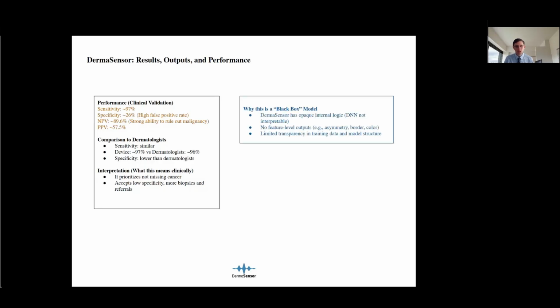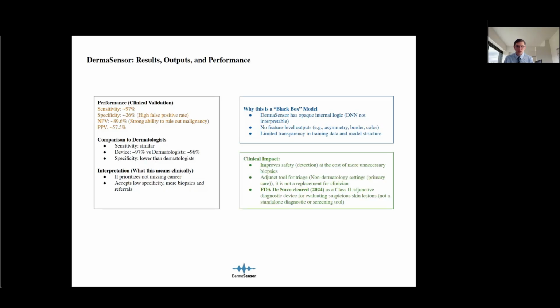Now, why is DermaSensor a black box model? Well, the internal logic is not necessarily clear. It's opaque. And the deep neural network is not that interpretable. So there's no feature level outputs. We don't know what is going on within the model that is leading to this specific recommendation of monitor or investigate further.